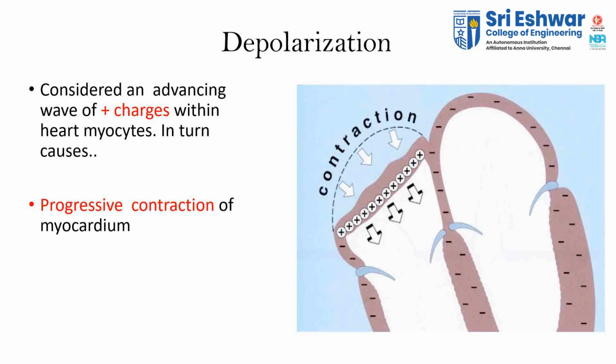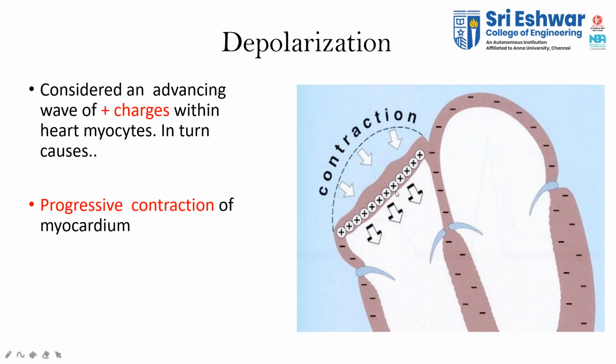Next comes depolarization. When we have depolarization, consider an advancing wave of positive charge within heart myocytes, which in turn causes progressive contraction of the myocardium. Depolarization means contraction. So contraction, depolarization; relaxation, repolarization, right? Here you have positive charges. Due to contraction, these positive charges tend to move inside your heart.